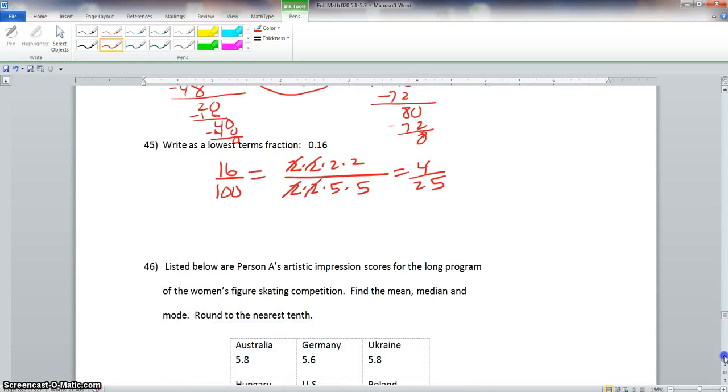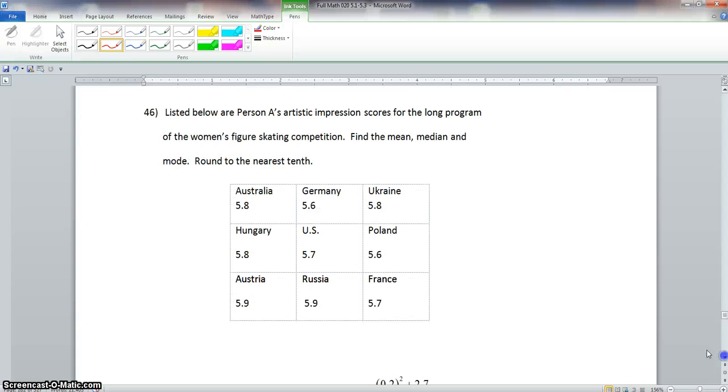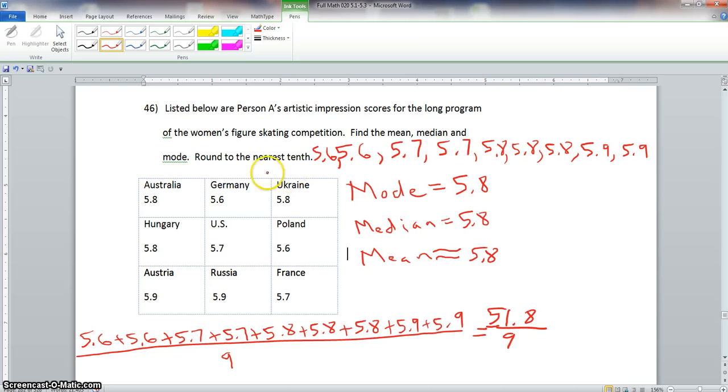Now we scroll down here to problem 46. It says listed below are person A's artistic impression scores for the long program of the women's figure skating competition. Find the mean, median, and mode. Round to the nearest tenth. Now looking at problem 46, we want to find the mean, median, and mode.